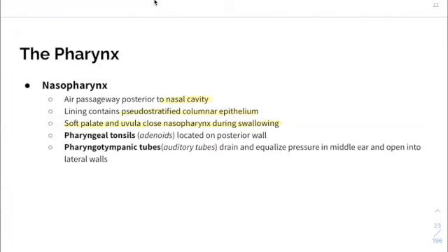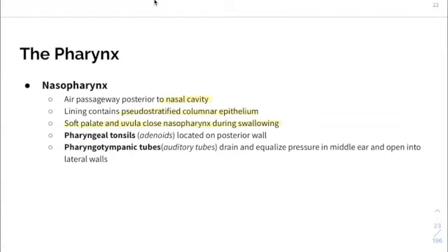I mean, it happens. Trying to laugh and drink at the same time. It usually happens then. But that soft palate and that uvula are supposed to close off that whole nasal cavity, so you can swallow and things go the correct direction.